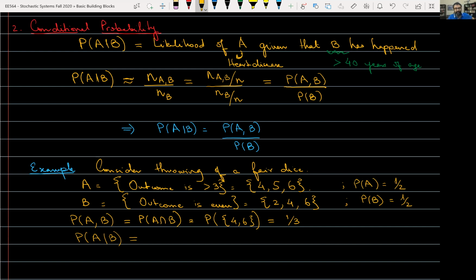So once again, the probability of A given B is what probability is somebody tells you that somebody has rolled the dice and the dice shows an even number. You don't know what that even number is. And you're asked to find what the probability of that number being greater than 3 is. That's the conditional probability that you're interested in, right? And just by going by this rule here, so what is this equal to? This is equal to the probability of A comma B divided by probability of B, which is 1 by 3 divided by 1 by 2, which is nothing but 2 by 3.